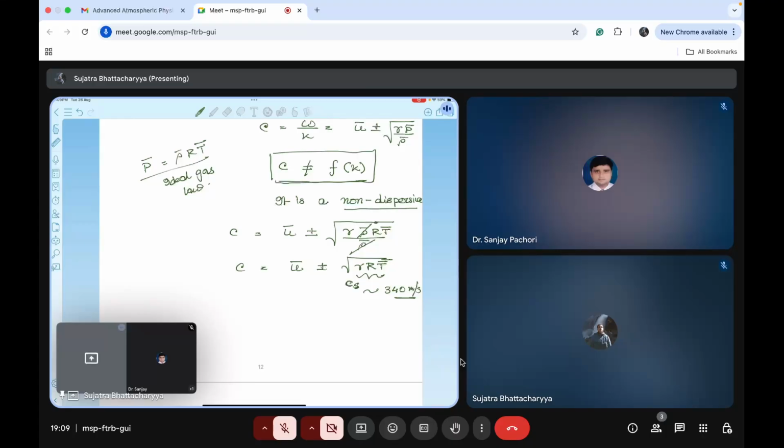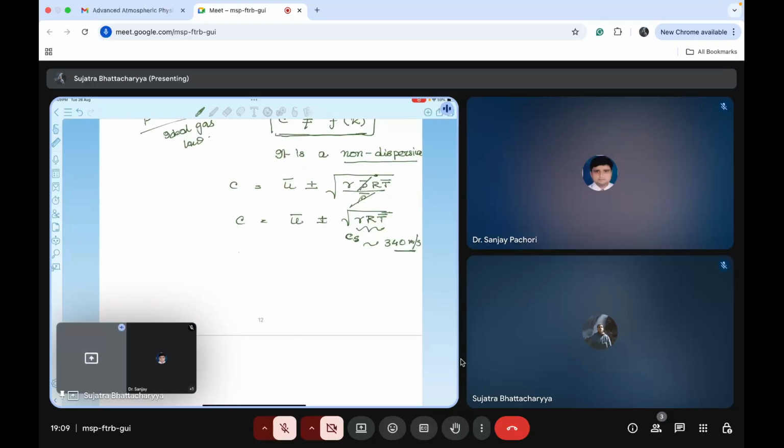Okay, so this is the speed of the sound. Now suppose u bar, the base wind or the mean wind, is greater than zero, say eastward. If the mean wind is eastward, then what will happen?